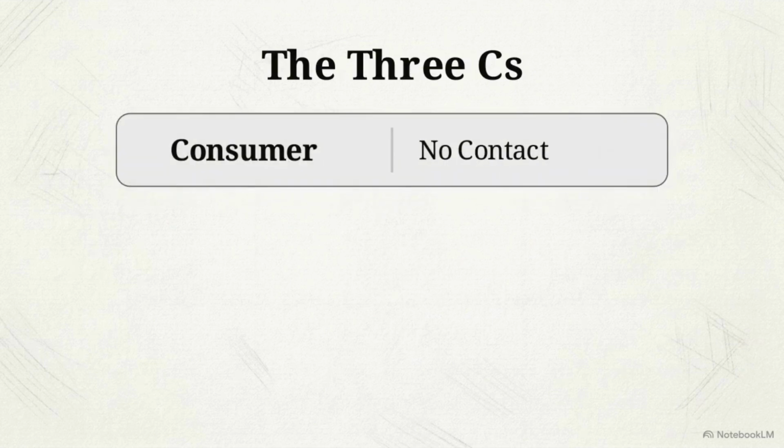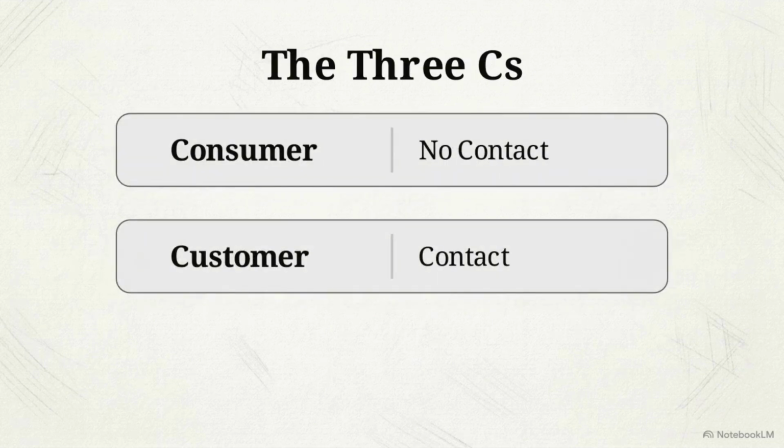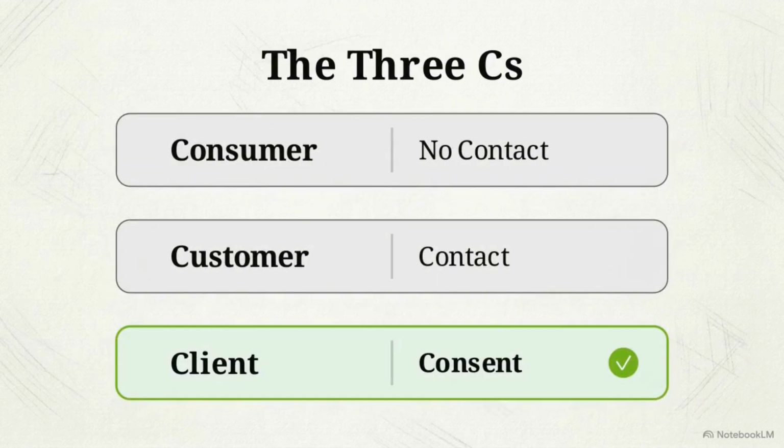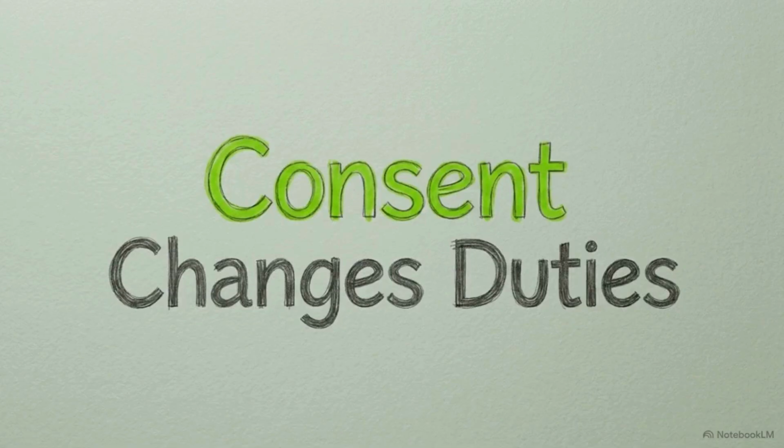Think of it this way with the 3 C's. Consumer means no contact. Customer means contact. Client means consent. The legal duties you owe to an individual change once they move from customer to client through that consent. Here is a real-world example.